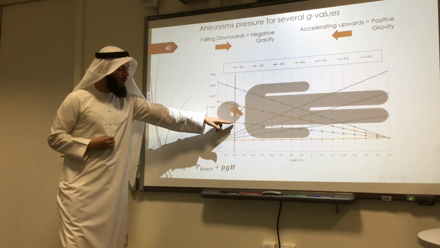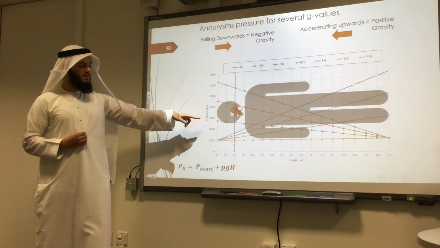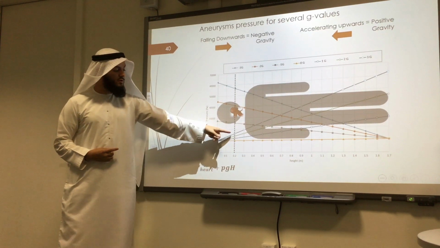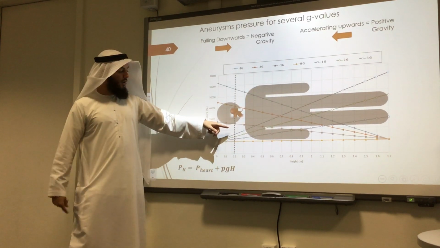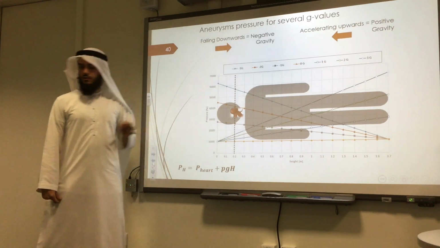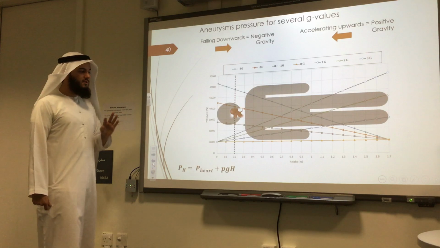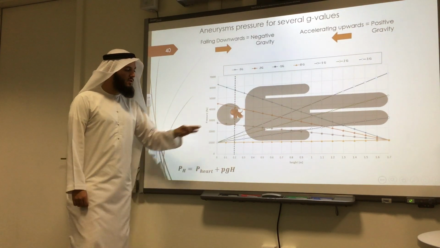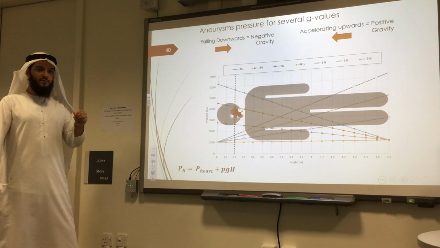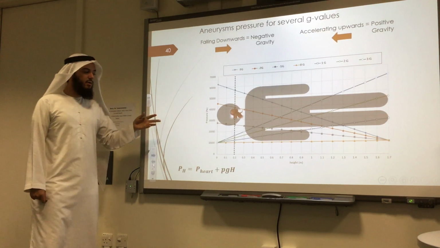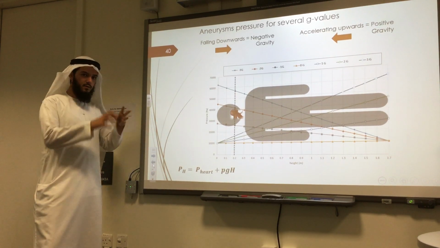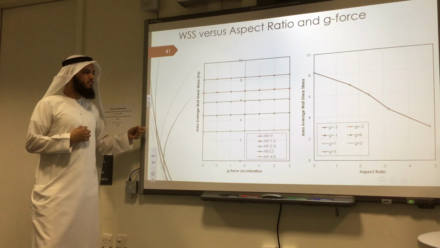And we notice also that for the negative G's, this is negative 1, and this is positive 3G. And we notice that negative 1G affects the aneurysm more than a positive 3G. Which means if someone is having a negative 1G for a small period of time, he could have his aneurysm rupture, but we put this to the data test.